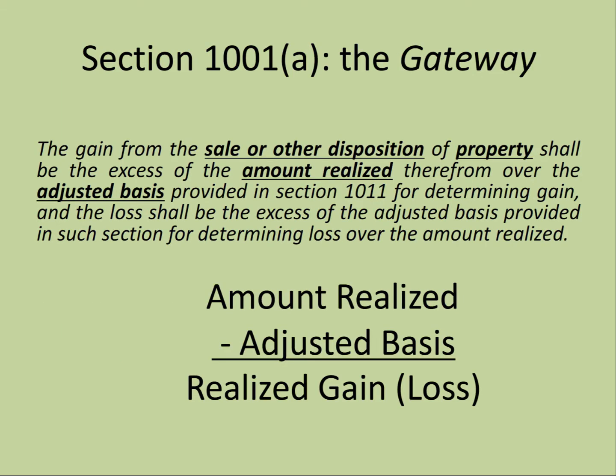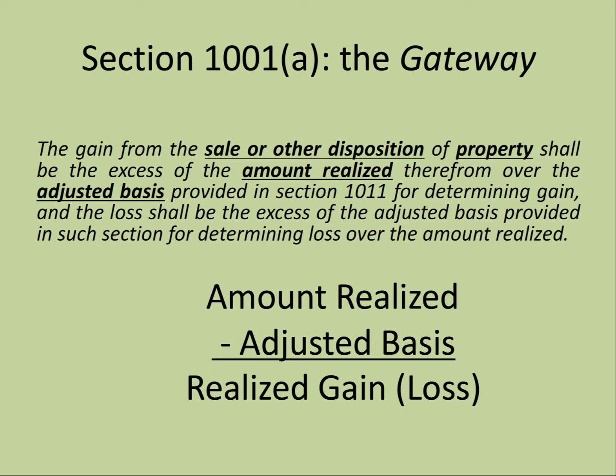When we're considering property transactions, we always have to start with the gateway provision, Section 1001(a) of the Internal Revenue Code. Section 1001(a) specifies that the gain from the sale or other disposition of property shall be the excess of the amount realized over the adjusted basis provided in Section 1011 for determining gain. And the loss shall be the excess of the adjusted basis provided in such section over the amount realized.